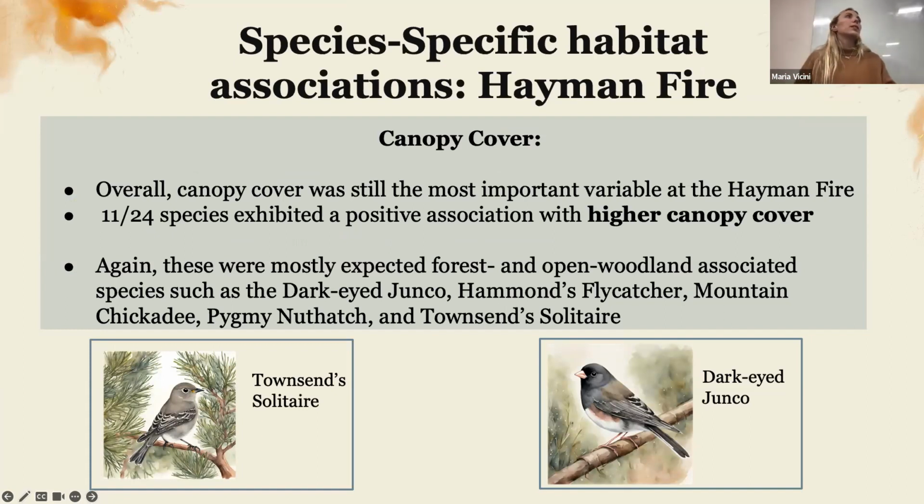Again, canopy cover was still the most consistently associated variable with species. 11 out of 24 species exhibited a positive association with higher canopy cover. And again, just like the Poniel Complex Fire, most of these were forest and open woodland associated species, but I've listed some unique species that I didn't mention in the other slides, including the dark-eyed junco, the Hammond's flycatcher, the pygmy nuthatch, and the Townsend's solitaire.